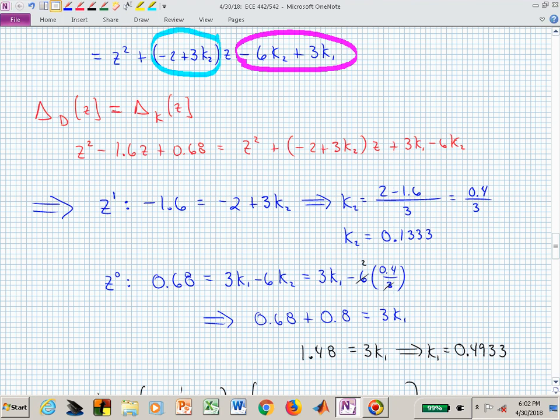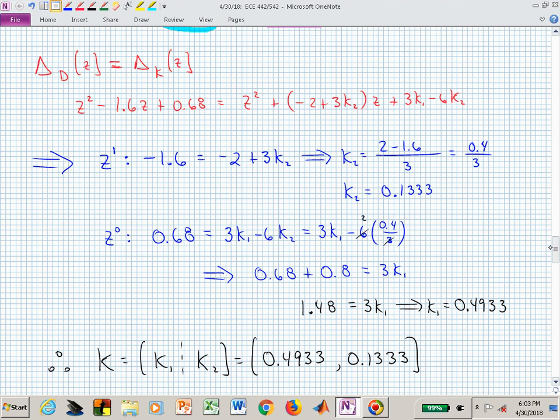And now we need to set 3k1 equal to 1.48, or roughly 1.5 equal to 3k1, so k1 is about a half. It's just under a half, at 0.4933. We now have a k sub 1 and k sub 2. There's our full state feedback gain matrix.